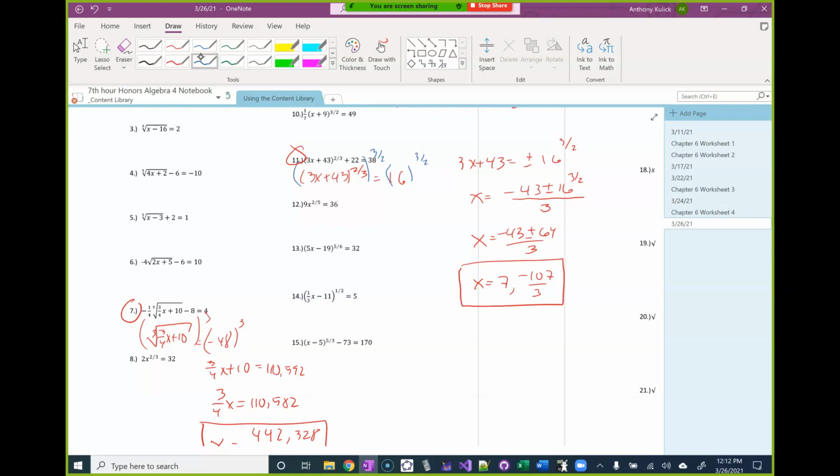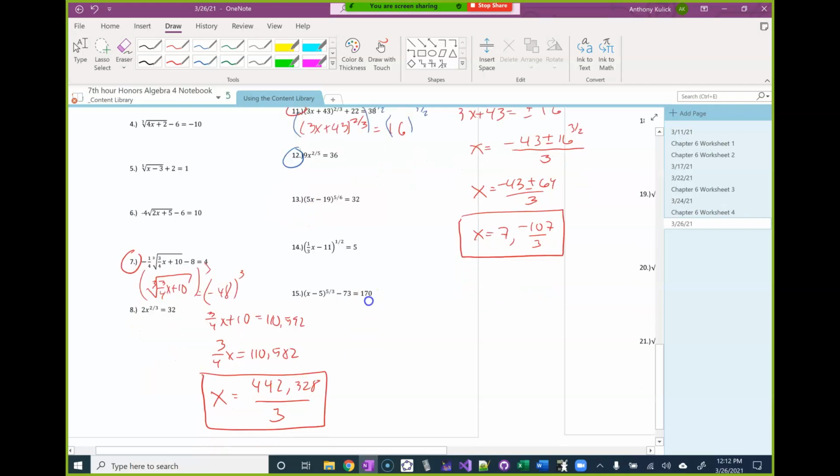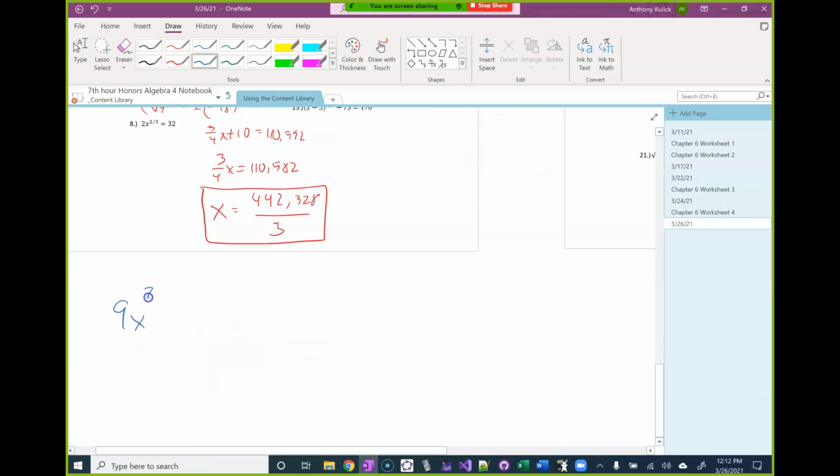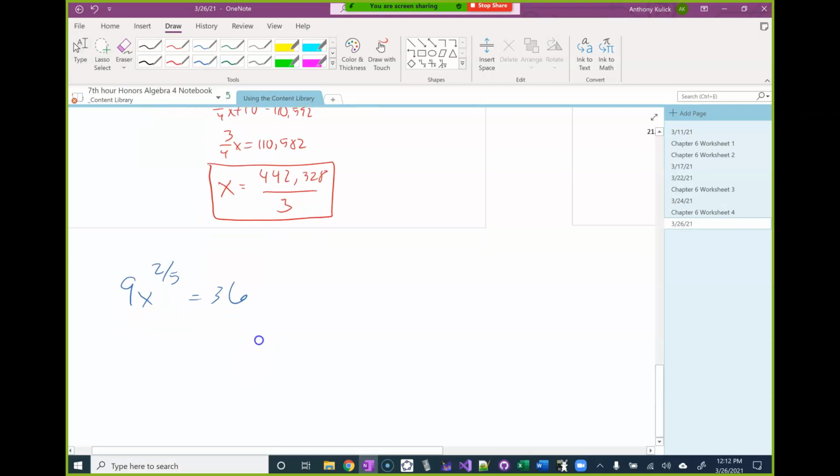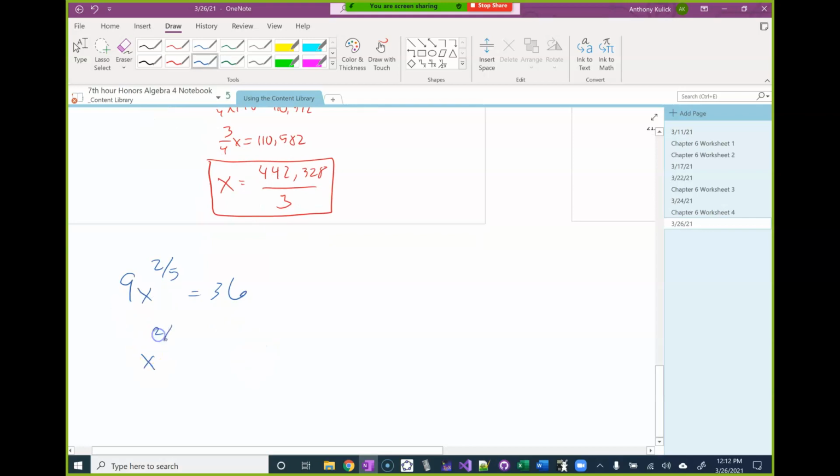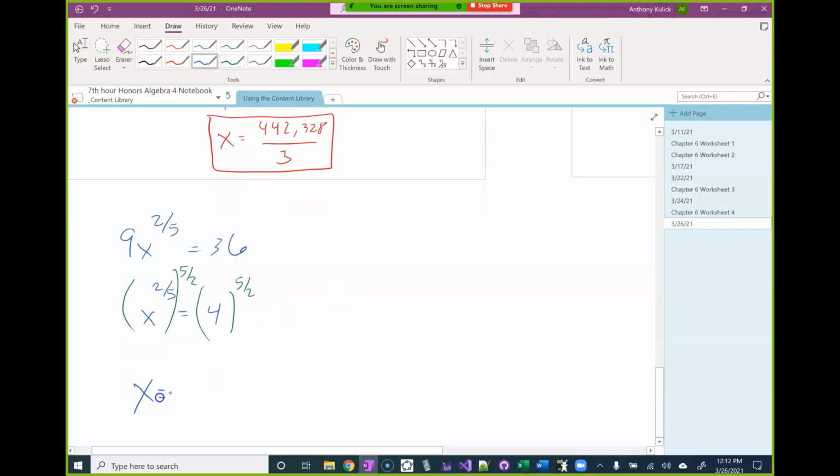12? Sure. I'm going to go take that work and do it down here, though. Did I copy that correctly? Okay. So first thing I'm going to do is divide by 9. And then to cancel that 2/5 power, I'm going to use the 5/2 power. And really, in place of 4, I'm going to write that as the prime factorization, which is 2 squared.